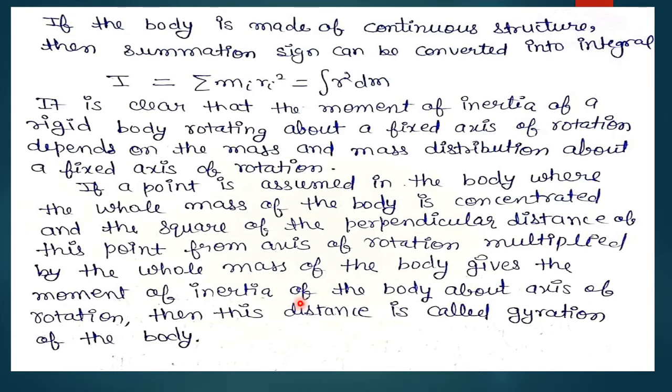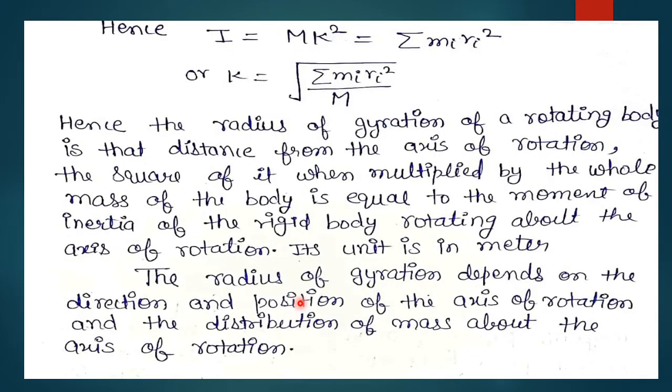Then this distance is called the radius of gyration of the body. Hence we can take I = Mk² = Σ mᵢrᵢ², or we can have k = √(Σ mᵢrᵢ² / M). Hence the radius of gyration of a rotating body is that distance from the axis of rotation. What is the radius of gyration?